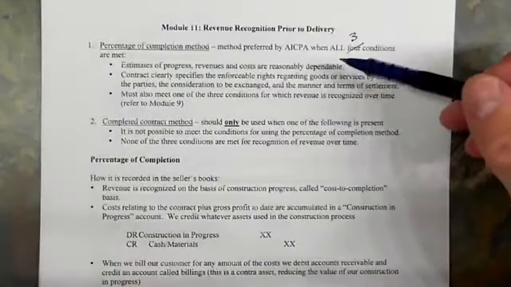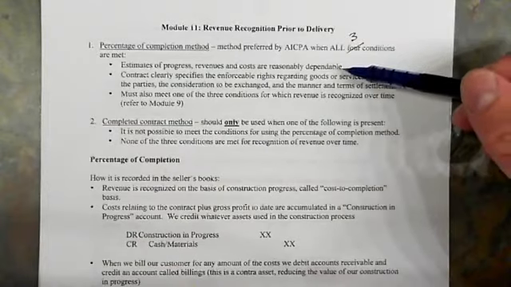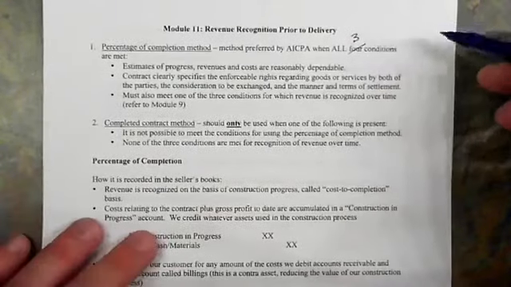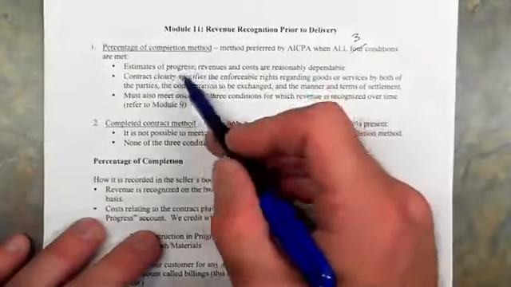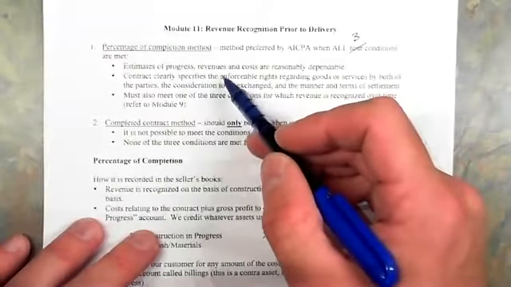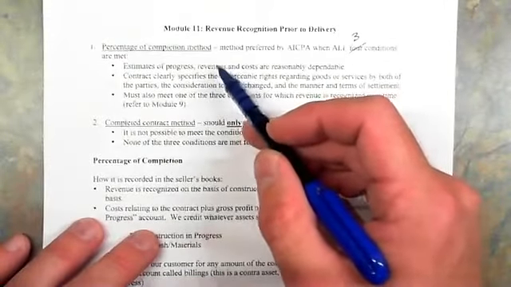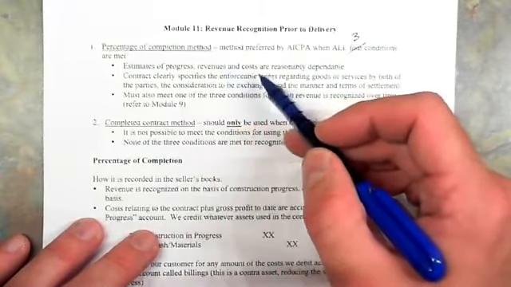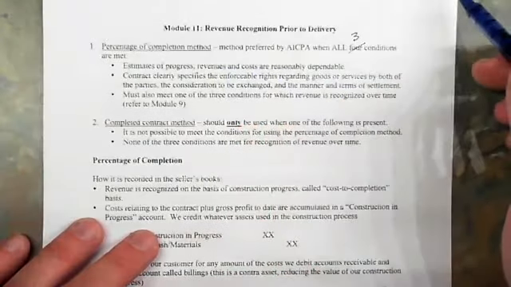Estimates of progress, revenues, and costs are reasonably dependable. So we have to be able to estimate our progress to completion, estimate the amount of revenue that we plan to get on the total contract, and also how much we've spent in any given time.